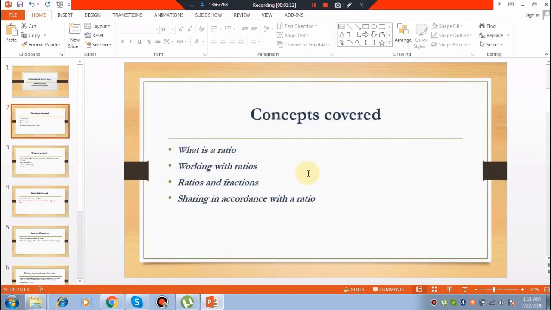Just to get things started, what are the concepts that we're going to cover? First, we need to know what is a ratio, and from there we're going to see working with ratios and fractions, and sharing in accordance with the ratio. Everything makes sense as we are doing examples. I'll do it as slowly as I can, at the same time keeping our video short and simple. If you have any questions, feel free to ask.